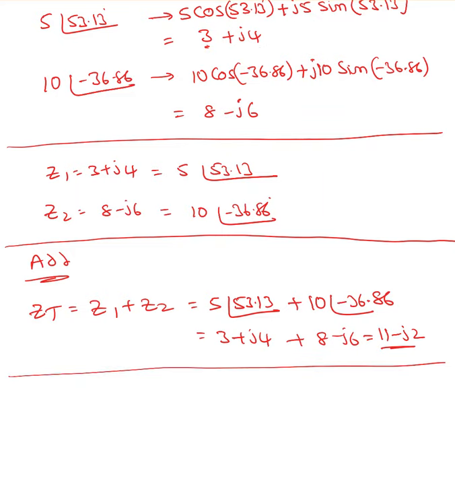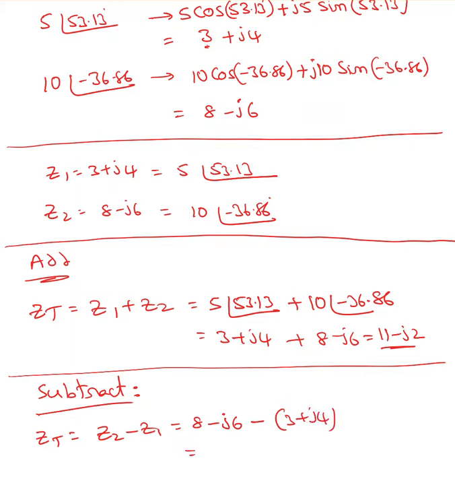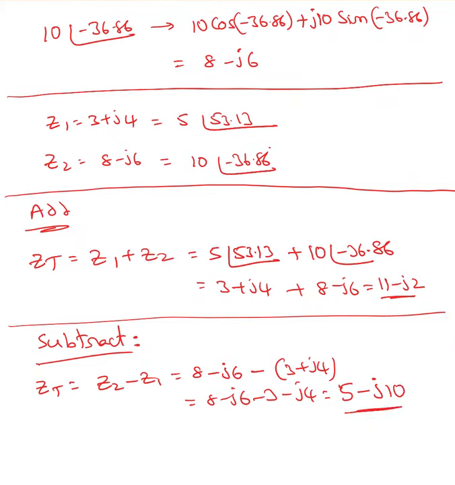Now subtract. I'm going to say z total equal to, let me take this as z2 minus z1. I'm just taking it randomly. There is no reason I'm choosing z2 here. Z2 is bigger, so that's the reason I'm choosing that. So 8 minus j6 minus 3 plus j4, so we'll end up with 8 minus j6 minus 3 minus j4. So add the real part, which is 8 minus 3, which is 5, and add the imaginary part, so 5 minus j10. This is subtraction. Same thing, you cannot subtract two quantities when they're in polar format. You need to convert them into rectangular format and subtract those two.